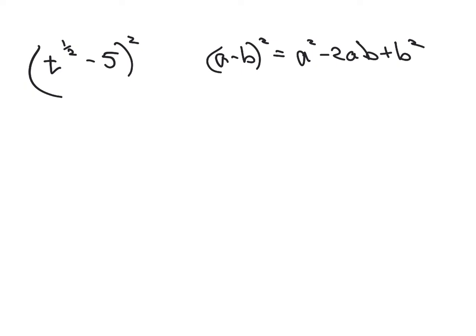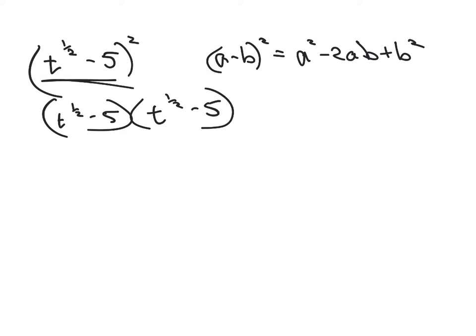But it's hard to remember these formulas. So sometimes it's easier just to do the FOIL method. So t to the 1/2 minus 5. I like to write it out both times so I can do first, and then outside, then inside, and then last.